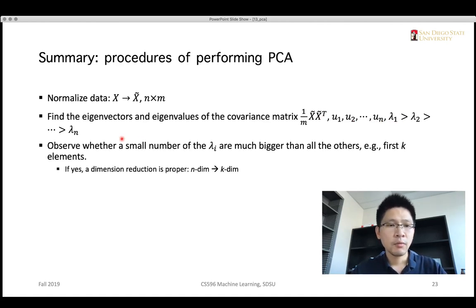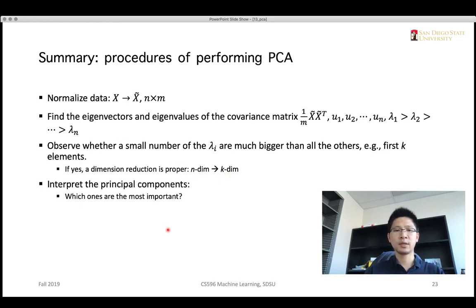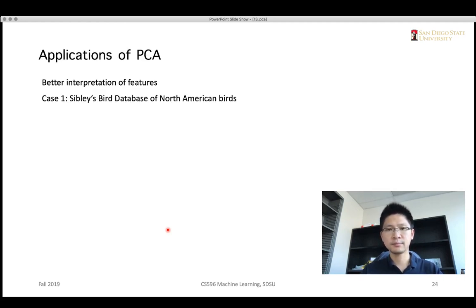And then we should observe whether a small number of eigenvalues are much bigger than all the others. And this is usually true for most of the cases. So we can choose the first k elements, right? And then we can reduce the dimension from n to k. And then we can try to interpret the principal components, like which ones are the most important, which ones are the most informative.